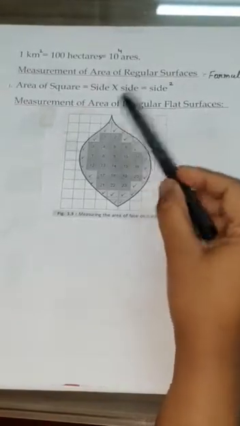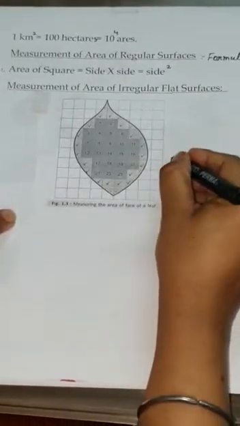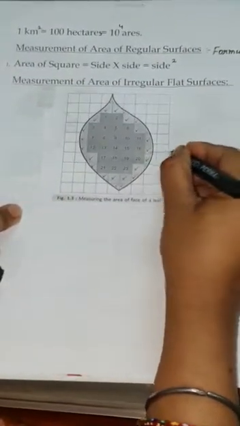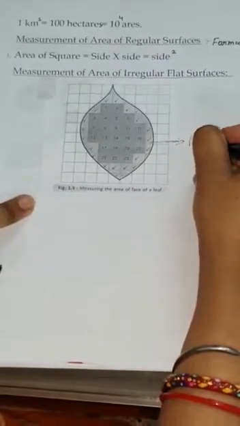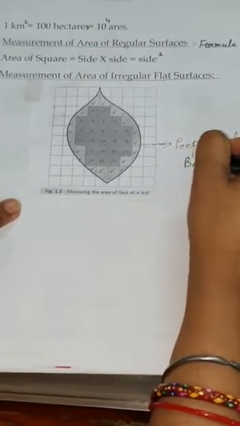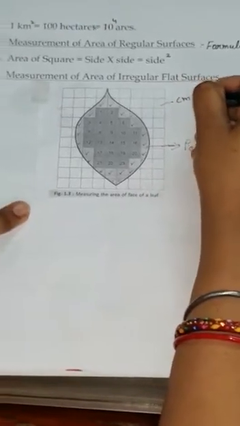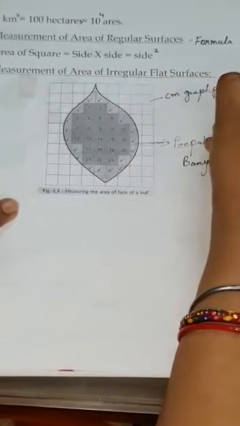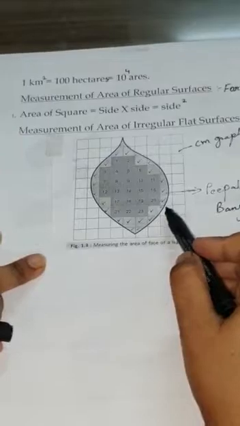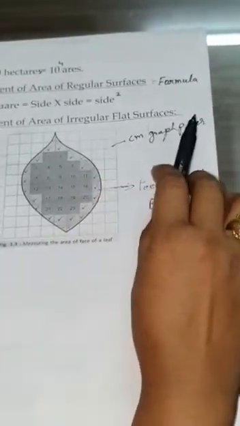Now for irregular surfaces, see, I have taken this banyan leaf, or you can use a peepal leaf. I have taken a centimeter graph paper. This also you all know, centimeter graph paper. Here I have used a peepal leaf or banyan leaf. Now how to find the area of an irregular flat surface?